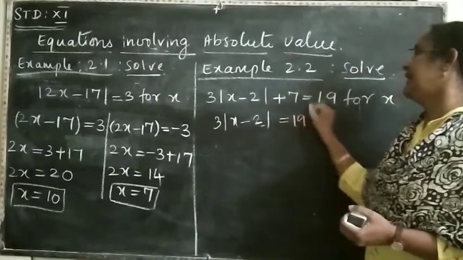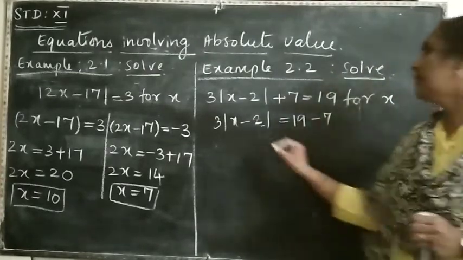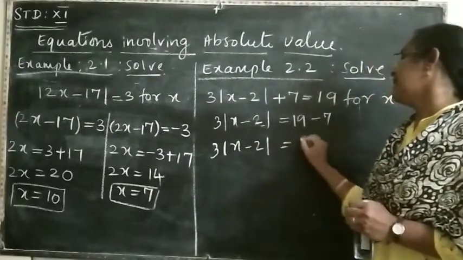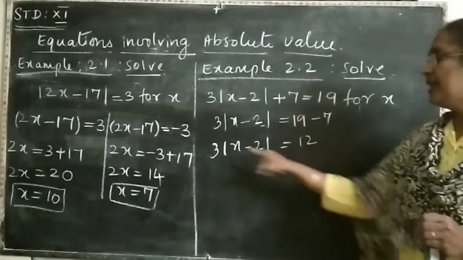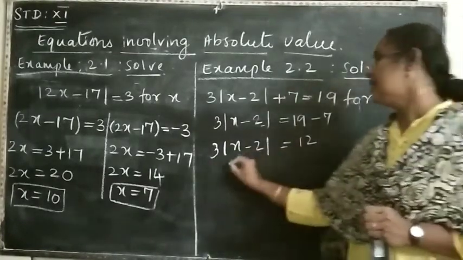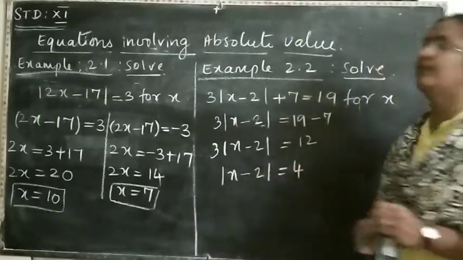equal to 19 plus 7. If it comes to that side, it becomes minus 7. So 3 into modulus of x minus 2 is equal to how much? 12, isn't it? Now 3 is on the multiplication. So when I bring it to this side, this will become modulus of x minus 2 is equal to 4.